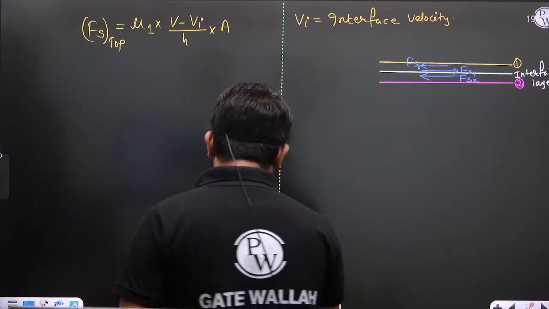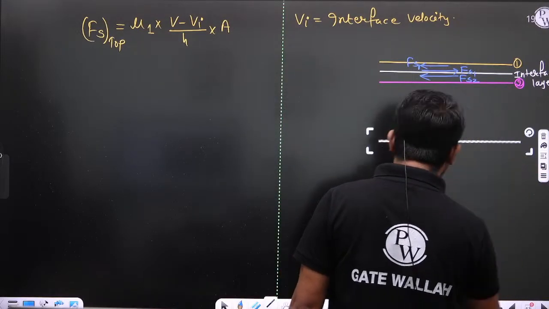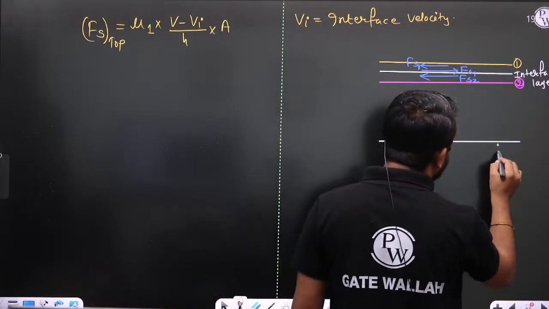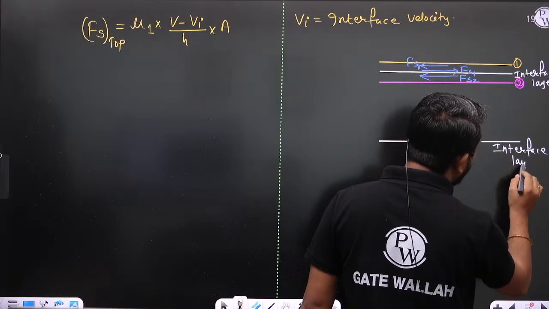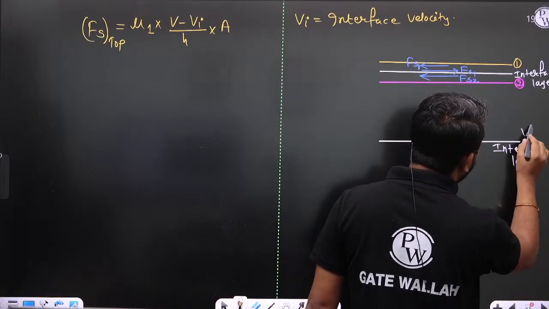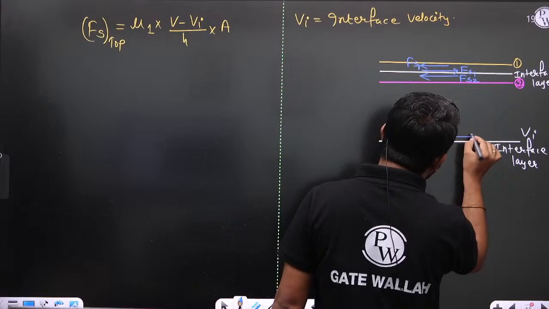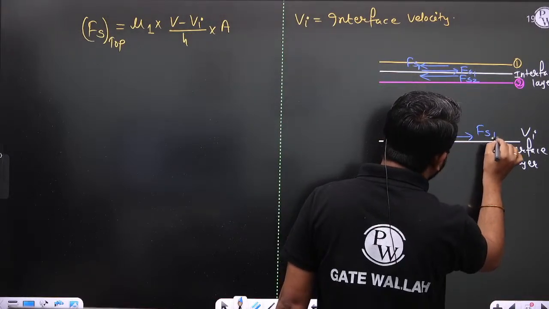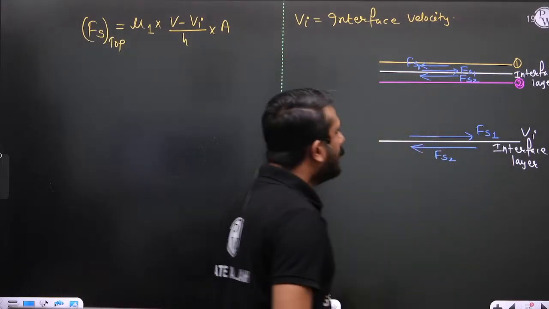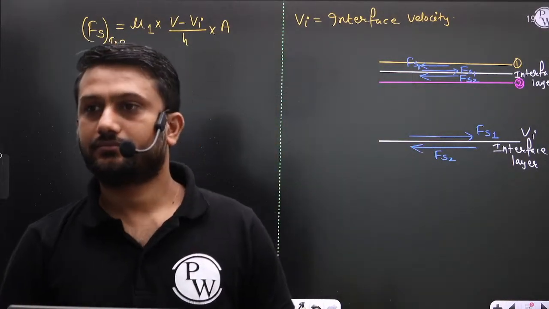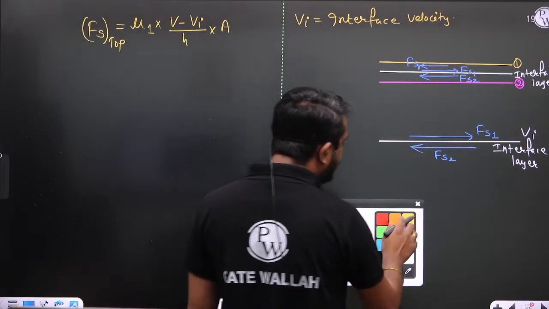Now I will show you the interface layer only. This is the interface layer, having velocity Vi. And if you see the shear forces, this is the Fs1 and this is the Fs2. Is it clear to everyone? Very good.